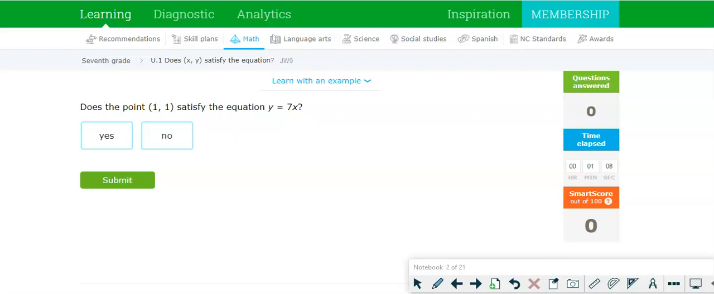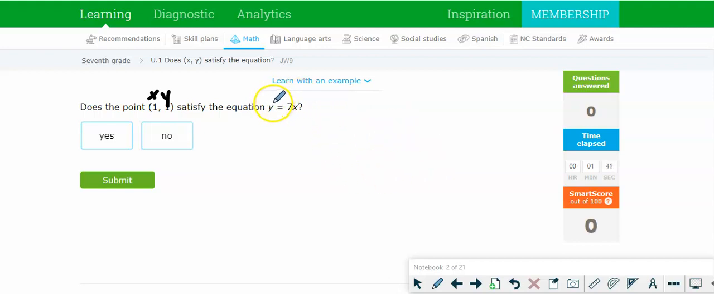Does ordered pair XY satisfy the equation? So we're given a point on a graph and we're asked, does it satisfy this equation? What this means is that we're going to do what we call plug in. Plugging in means that we recognize that this ordered pair contains an X and a Y, and we plug it into this equation right here. So we substitute 1 for the Y and 1 for the X, and we see if it fits. We see if the math works out, if they're equal to each other.